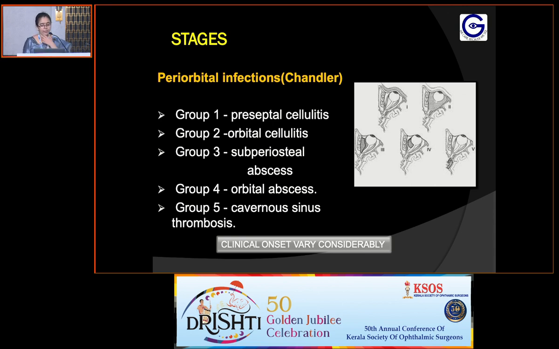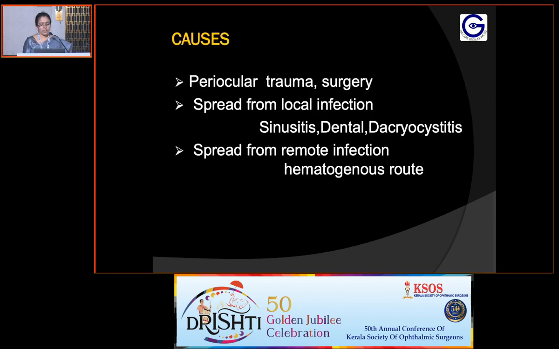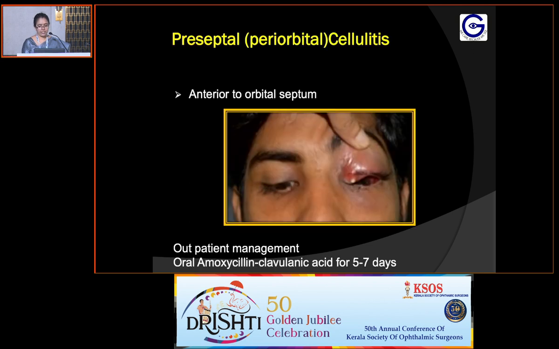So the clinical onset varies considerably. In any of these stages, patient can present to us. Causes: periocular trauma or surgery, or spread from a local infection, sinusitis, dental, dacryocystitis, or spread from a remote infection. So when you see a patient with a lid edema, suspecting infection, you have to ask a detailed history.